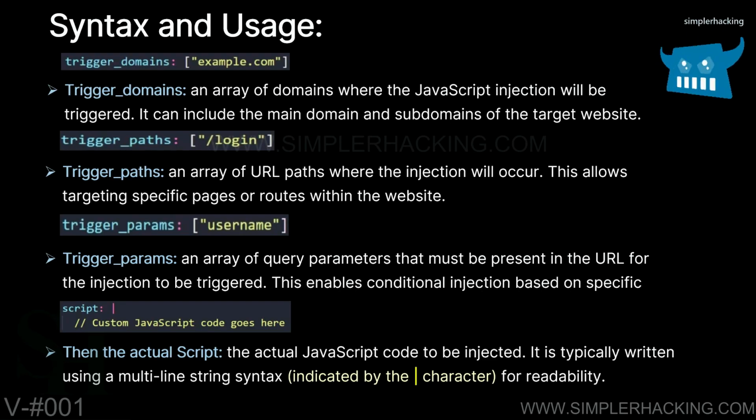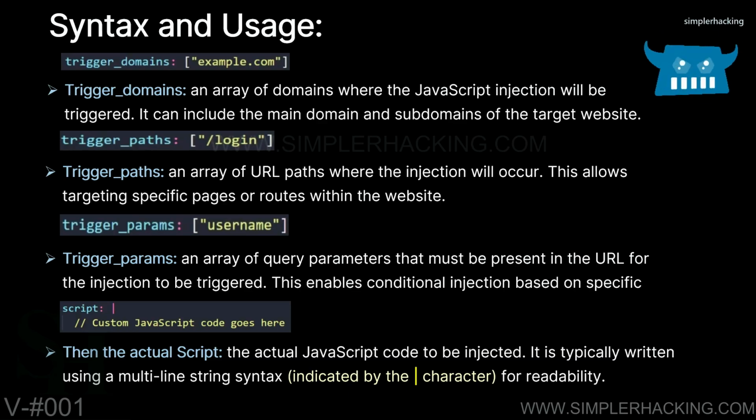The JS inject parameter in EvilJinx Phishlet configuration files allows for the injection of custom JavaScript code into specific parts of the target website. This is a feature that can be used to enhance phishing scenarios by dynamically interacting with the web page. Let's go over syntax and usage.